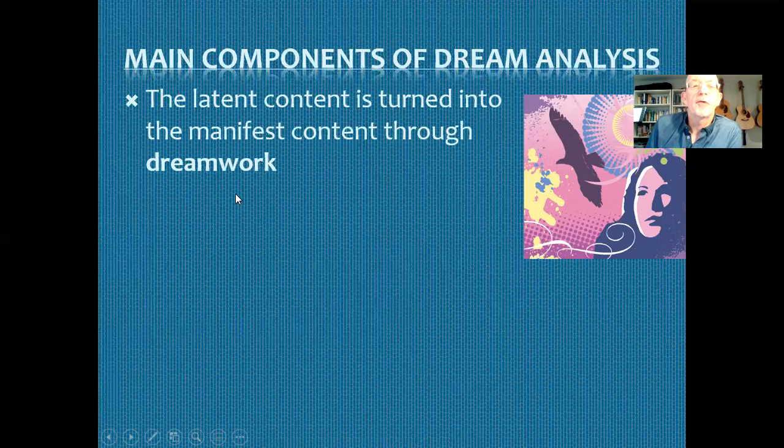Okay, so we've got this idea of latent content, which you should know what that is by now. Latent content is the real meaning of the dream, the real desire of the unconscious, if you like. And it's turned into the manifest content, and the manifest content, as I'm sure you will have on your definition, is the story of the dream that you remember when you wake up. And that process is called dream work.